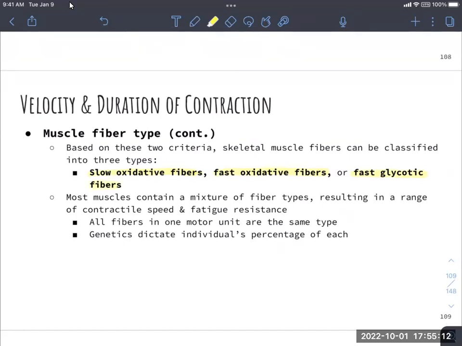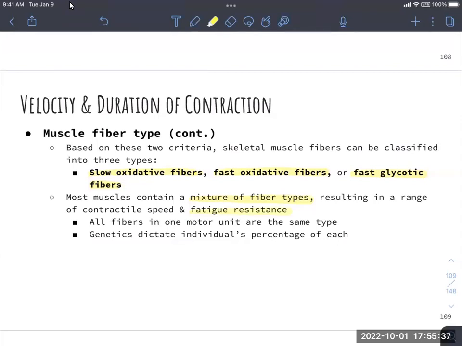Our muscles are usually a mixture of the different fiber types. And that's what allows us to contract fast or allows us to hold contractions longer, because there's different fiber types within the same muscle groups. And that's what helps to prevent fatigue.